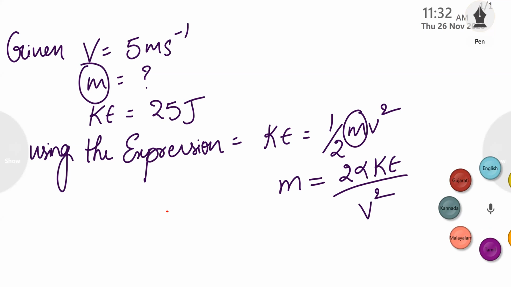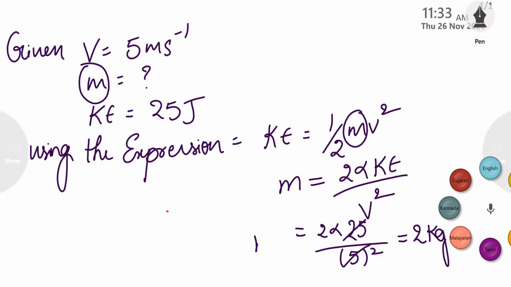If you substitute the values, 2 will be common. Kinetic energy is 25, and v square means velocity given is 5, so 5 square. If this is cancelled, the answer is 2 kgs. So 2 kgs is the mass now.